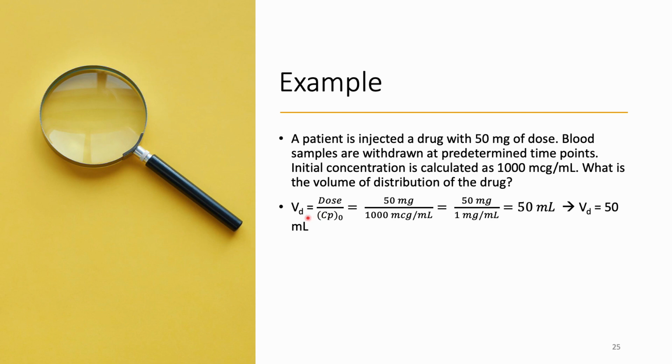So we use the equation: volume of distribution equals dose divided by initial concentration. The volume of distribution will be equal to 50 milligram divided by 1000 microgram per milliliter. Because the units are different, we need to convert to make sure they have the same unit. So we keep 50 milligram, and 1000 microgram equals 1 milligram per milliliter. So the volume of distribution is calculated as 50 milliliter.